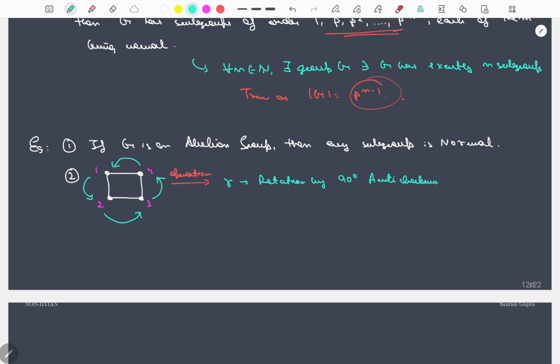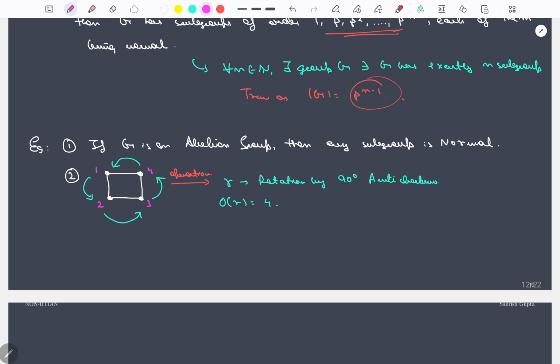Applying it twice would send 1 to 3, 2 to 4, and applying it thrice would send 1 to 4. Then it would send 1 to 4, it will send 2 to 1, it will send 3 to 2, and it will send 4 to 3, right? And finally, if you apply it 4 times, it will be 1.